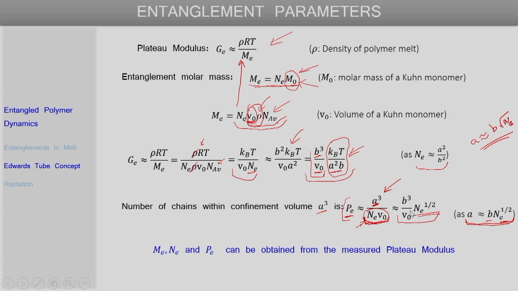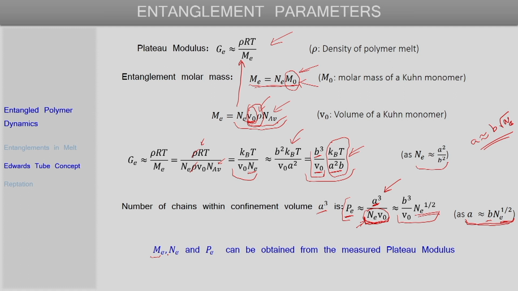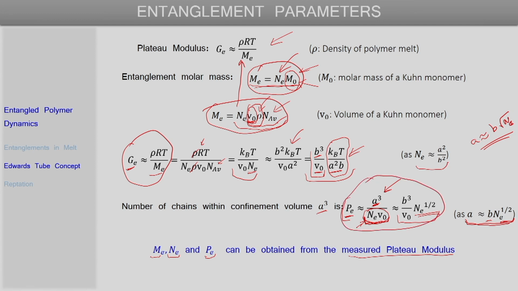Finally, what we need to understand here is that the plateau modulus G is experimentally measurable, and if we have the value of the plateau modulus, then other parameters related to entanglement, such as Me, the entanglement molar mass, Ne, the number of monomers in a given entanglement strand, and Pe, the number of entanglement strands present in a given confined volume A cube, can be obtained directly. Once G is measured, Me we can obtain from this expression, and once Me is known, then Ne we can obtain from this expression or this expression, either one. And once Ne is also known, then from these expressions we can get Pe. So all of them can be obtained.